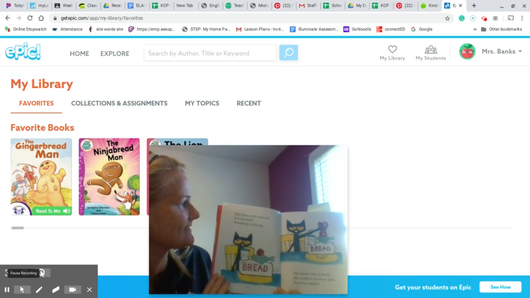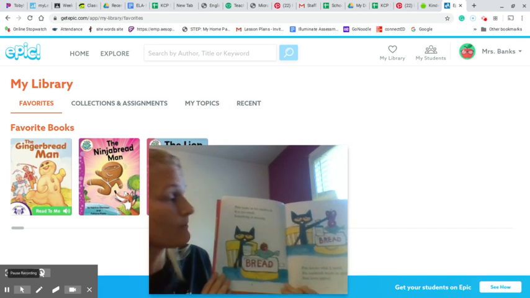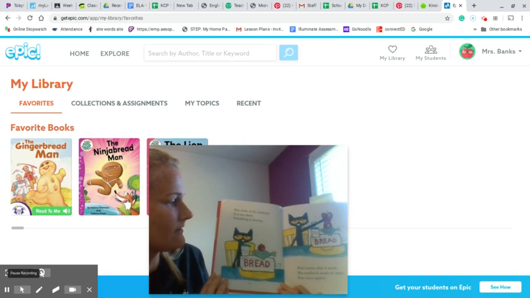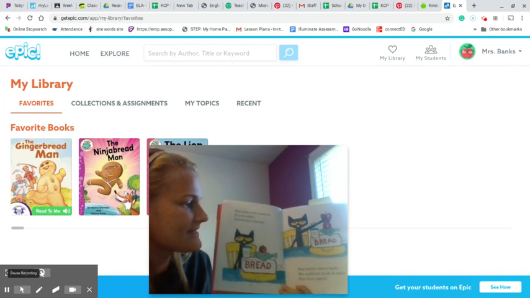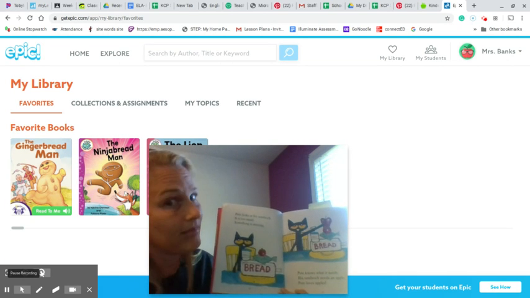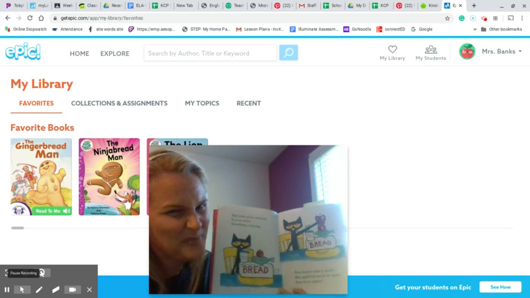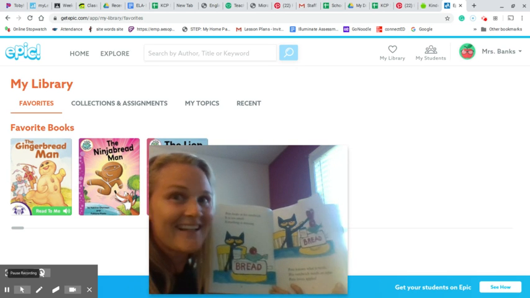Pete looks at his sandwich. It is too small. Something is missing. Pete knows what it needs. His sandwich needs an apple. Pete loves apples. Do you put apples on sandwiches? I've never done that.